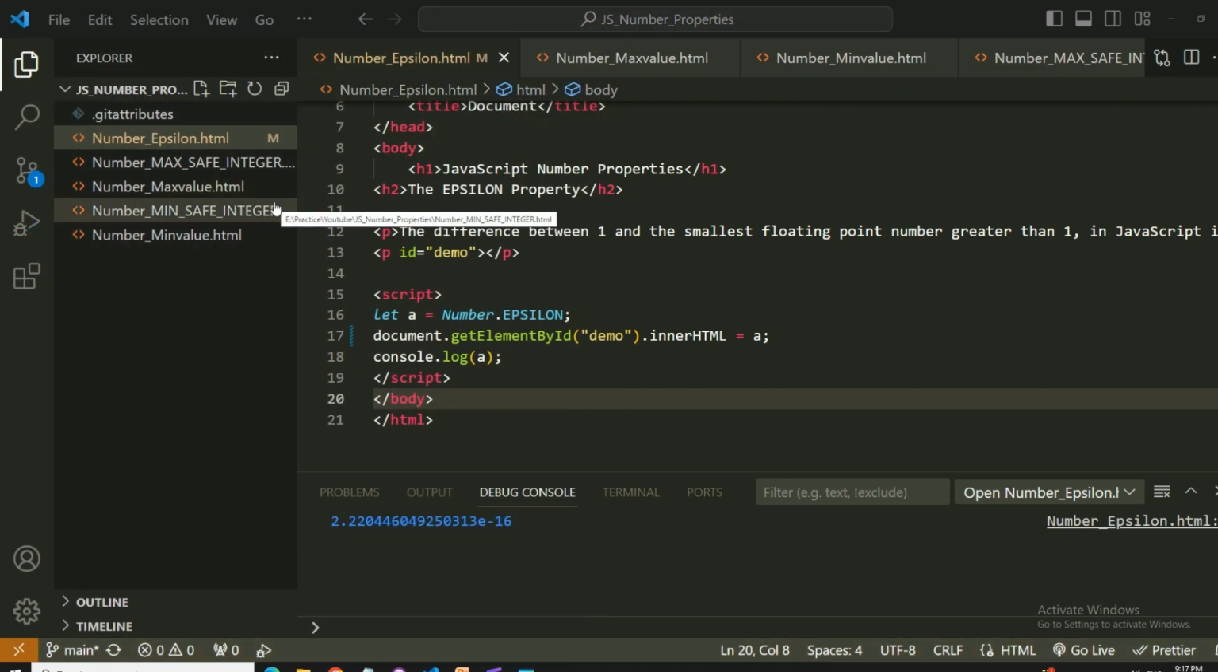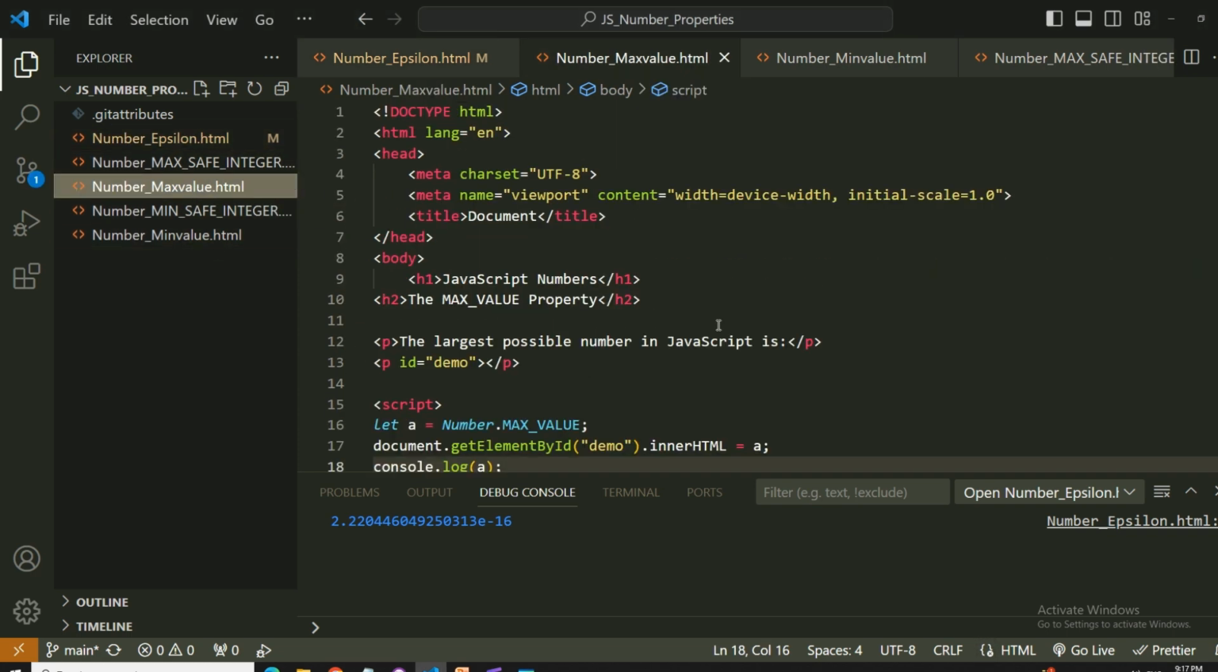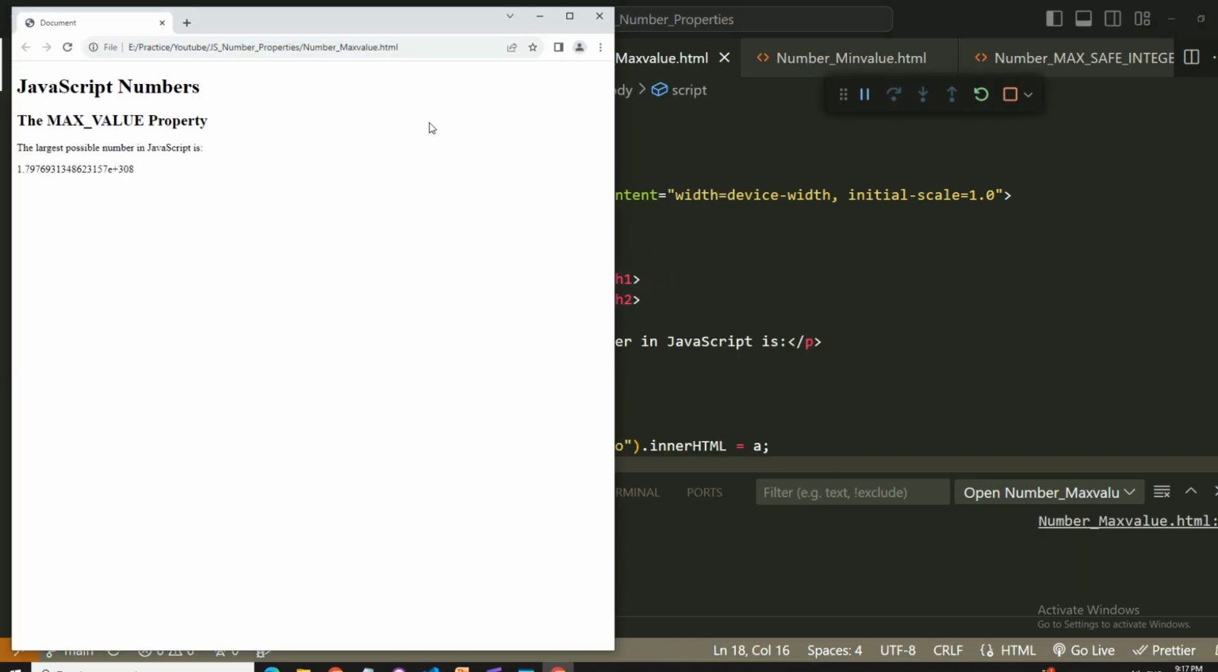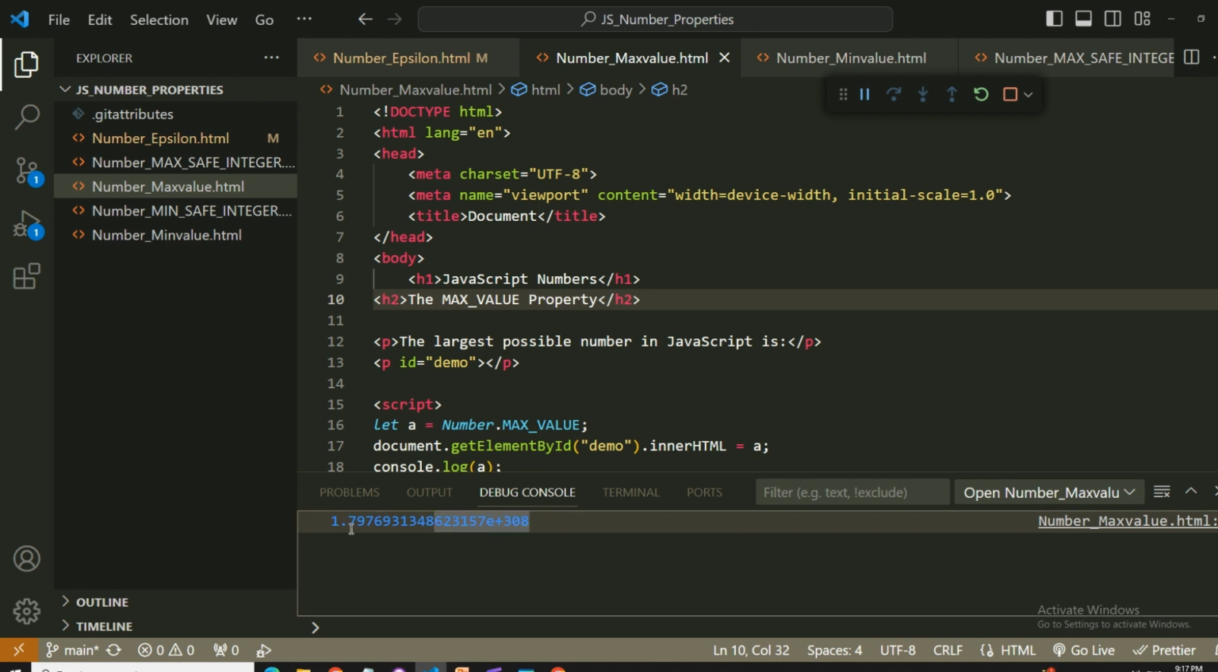That is max value. JavaScript max value. This program will show you the maximum value a JavaScript number can possibly have. Let me rerun this program and show the output. So the maximum value possible in JavaScript is 1.7976931348623157 e+308, and that's in exponential form, and it goes ahead.